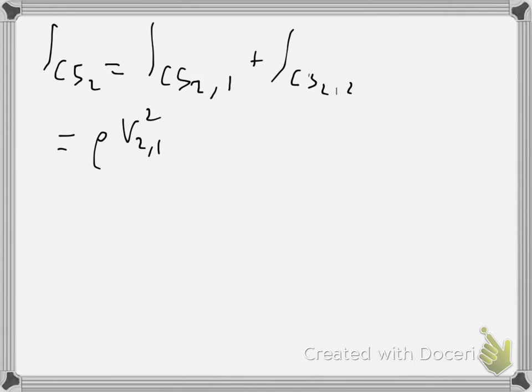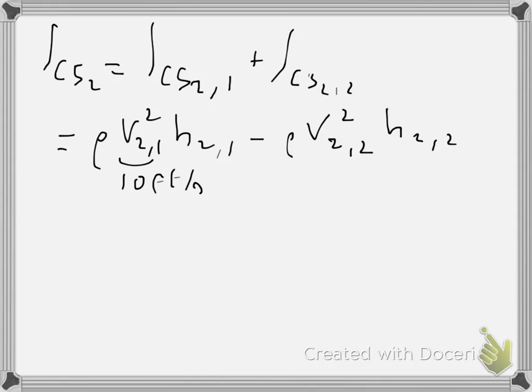The integral over CS2 is in fact equal to the integral over CS21 plus the integral over CS22. That's equal to the integral over CS21, the wall jet with positive velocity with respect to the normal N2, so rho V21 square H21, where V21 is 10 feet per second, minus, I made a mistake, minus, now we have the reverse flow, rho V22 square H22. Here this is the 10 feet per second, and here this is the 3 feet per second. Obviously H21 is 1.2 feet and H22 is 1.8 feet.